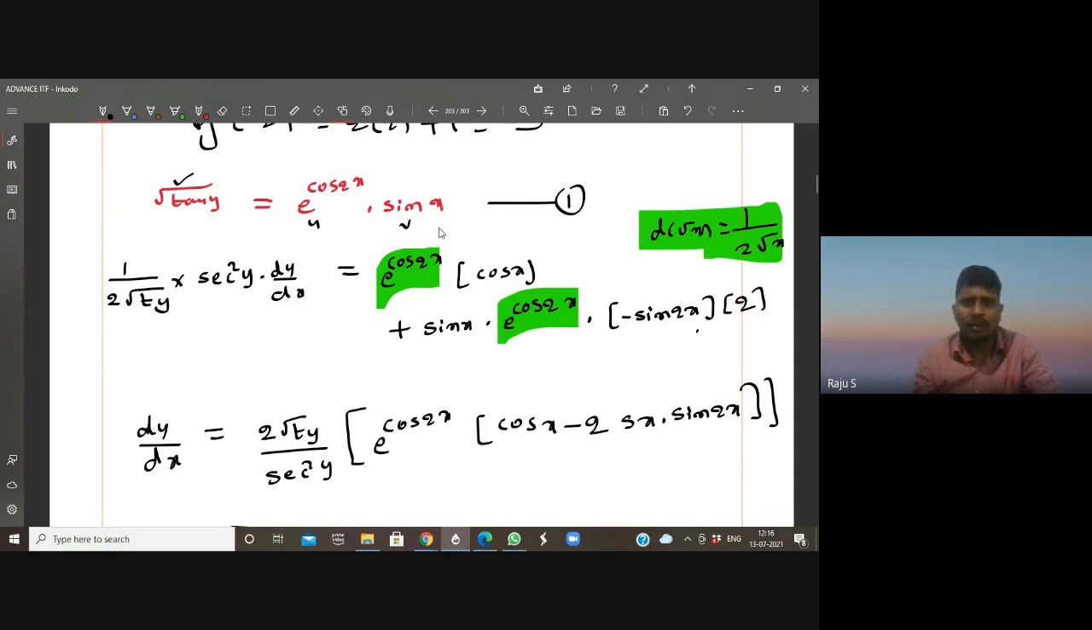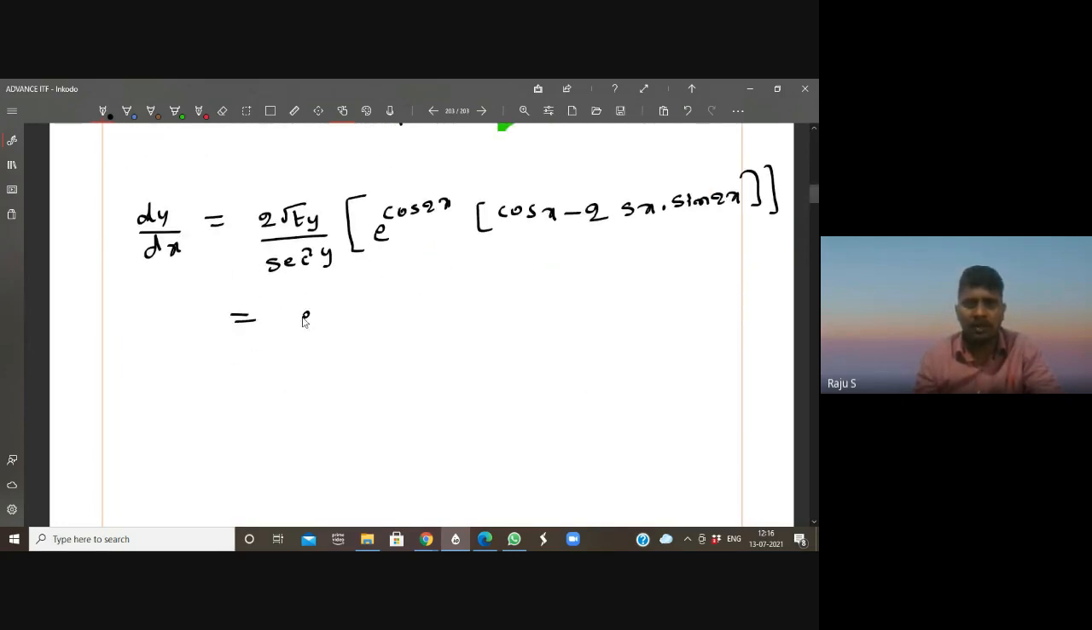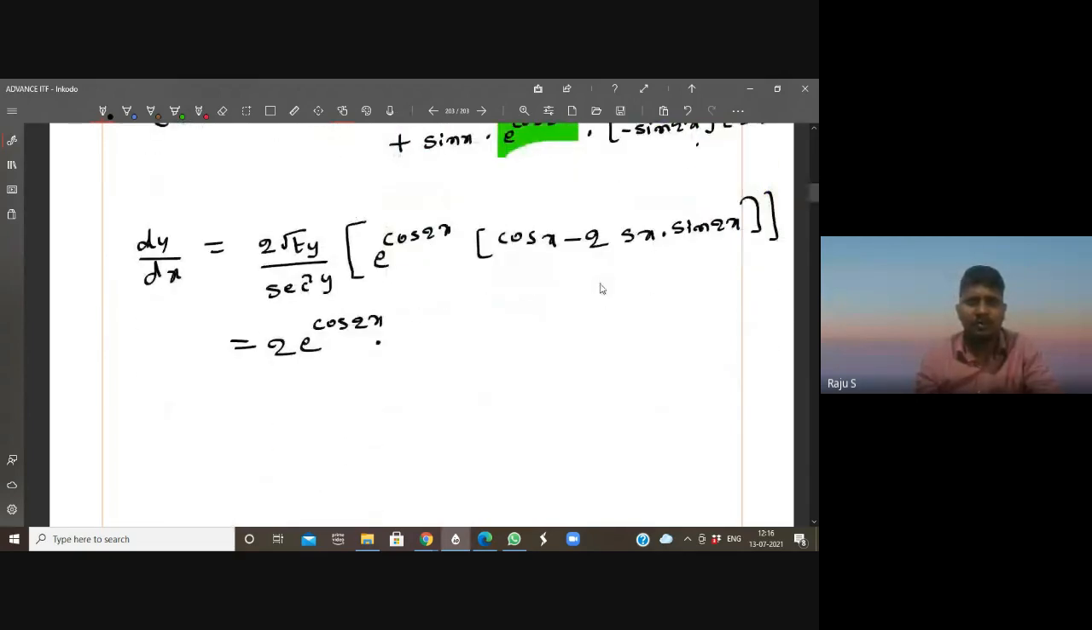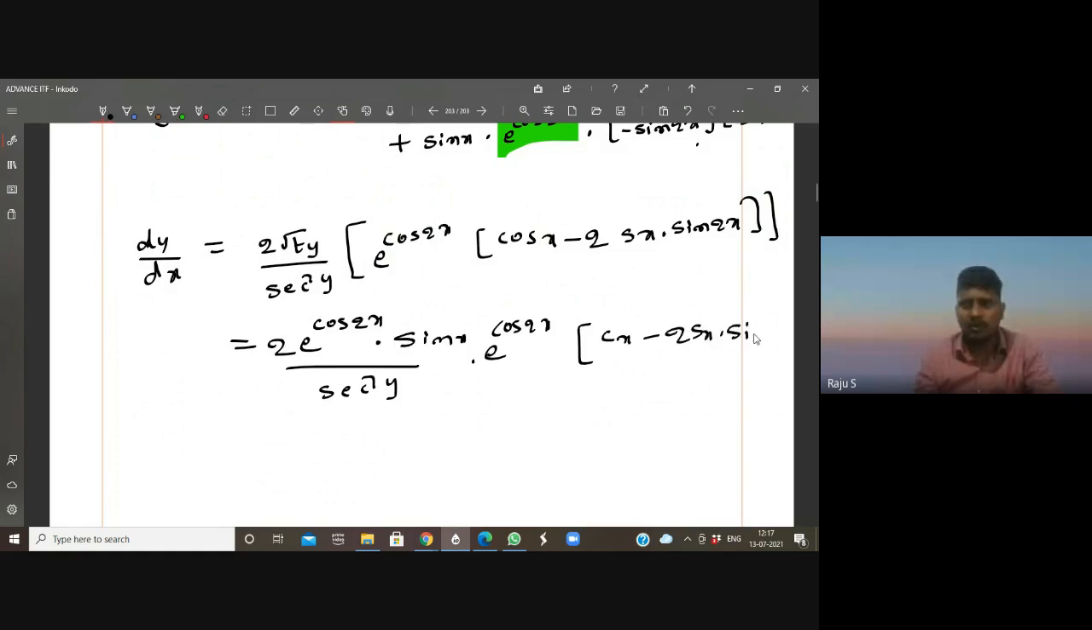What have I done? Sin x. Okay, right. Sin x. Shall I replace this? Yes, we can replace that because there is no root tan x. So 2 times e power cos 2x into sin x by secant square y into e power cos 2x into cos x minus 2 sin x sin 2x.